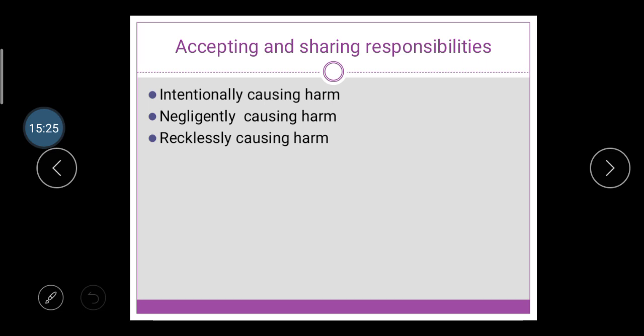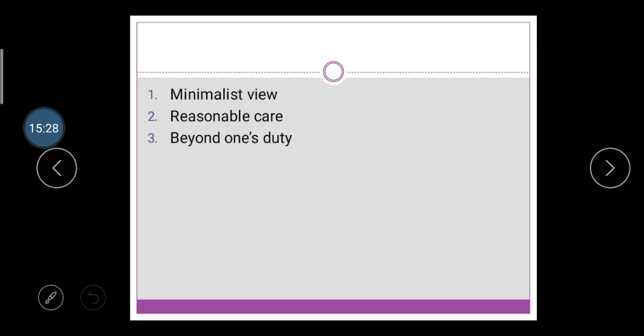Okay, then after, here is a minimalist view, reasonable care, and going beyond one's duty.